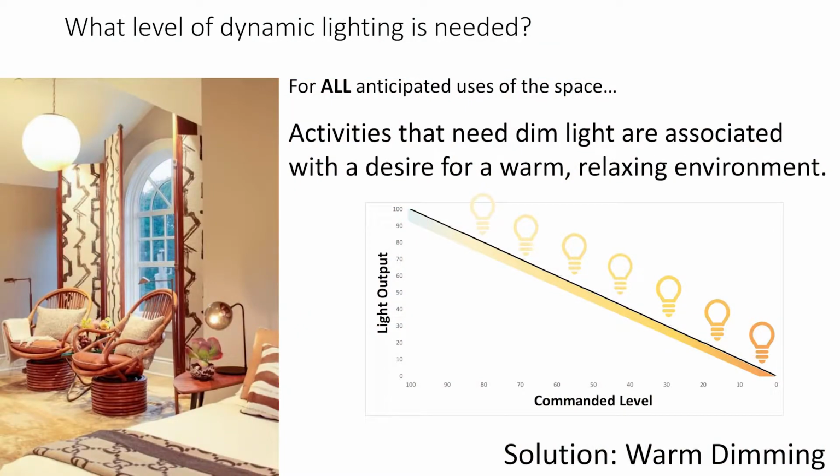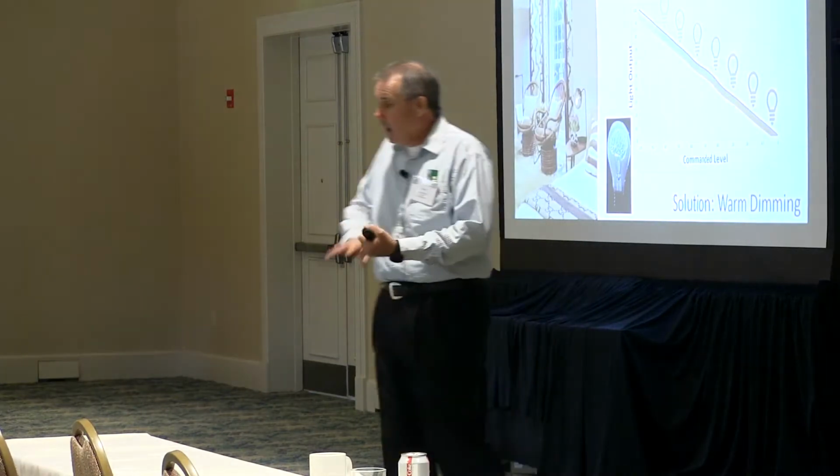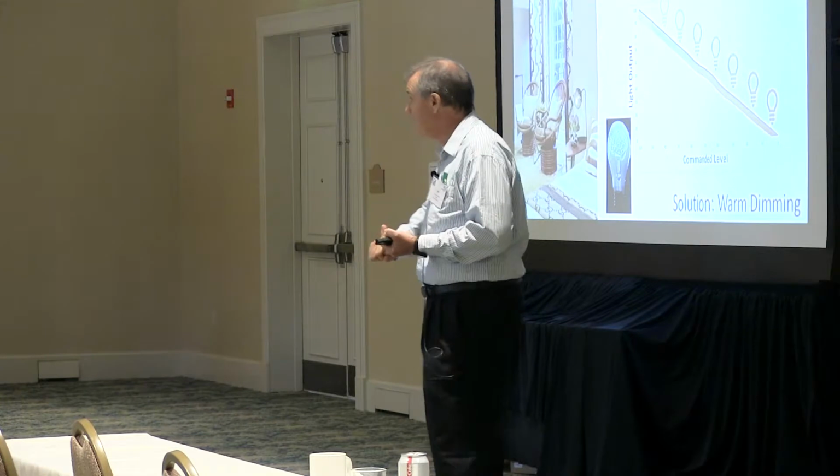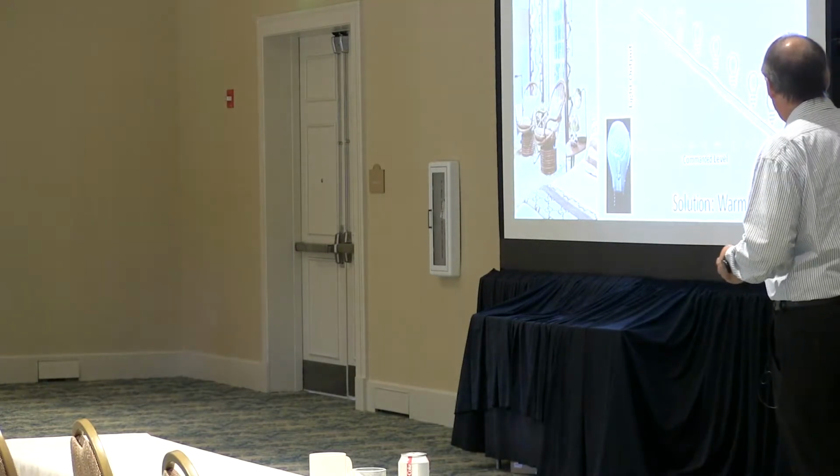So what level of this lighting is required? I told you the three things: the warm, the tunable white, and the full spectrum. When do I use each one? Well, if there's ever an activity that needs dim light associated with the desire for a warm and relaxing environment, dining rooms, kitchen areas, places like that, maybe the ideal solution is warm dim.